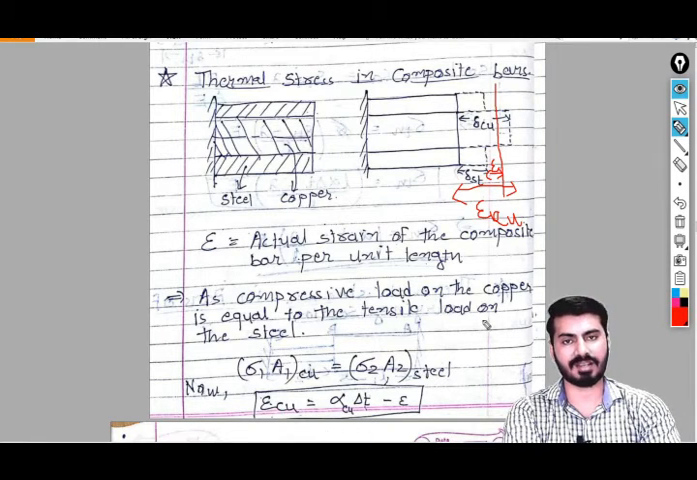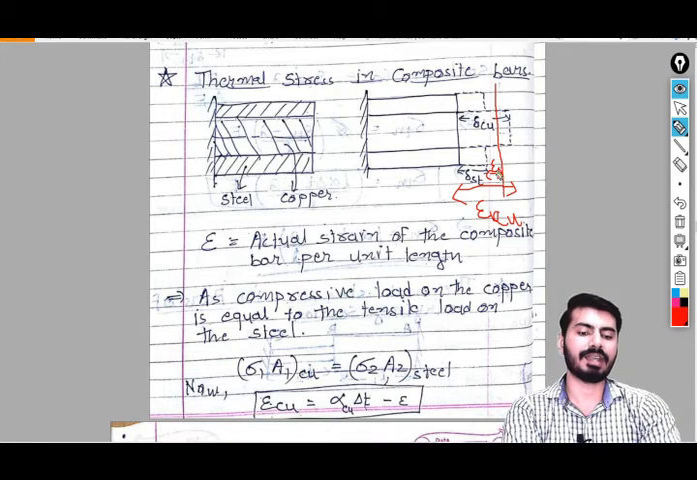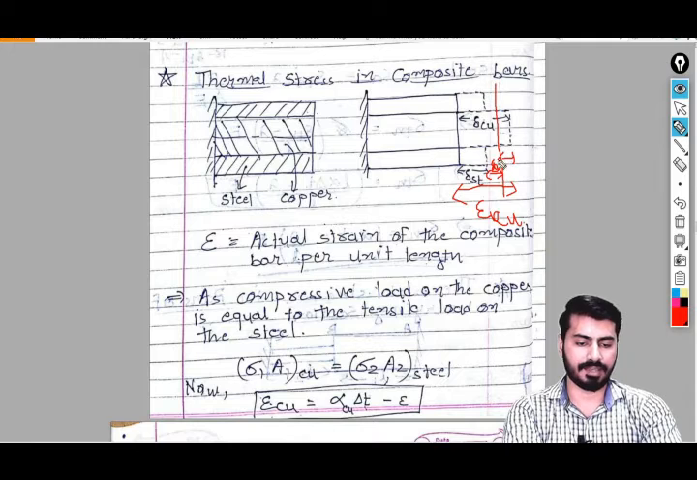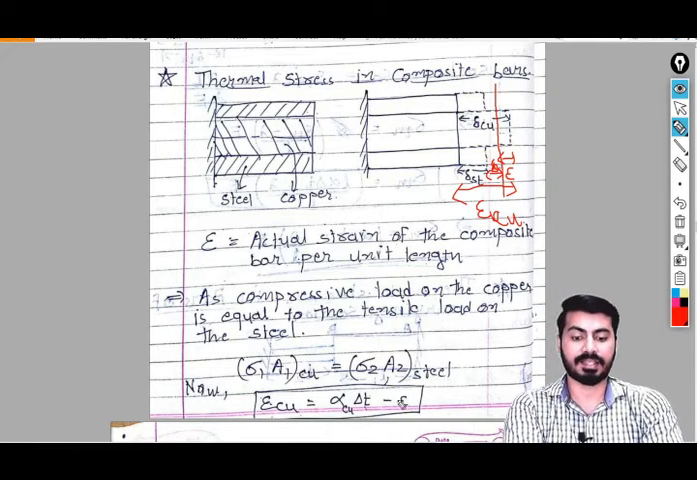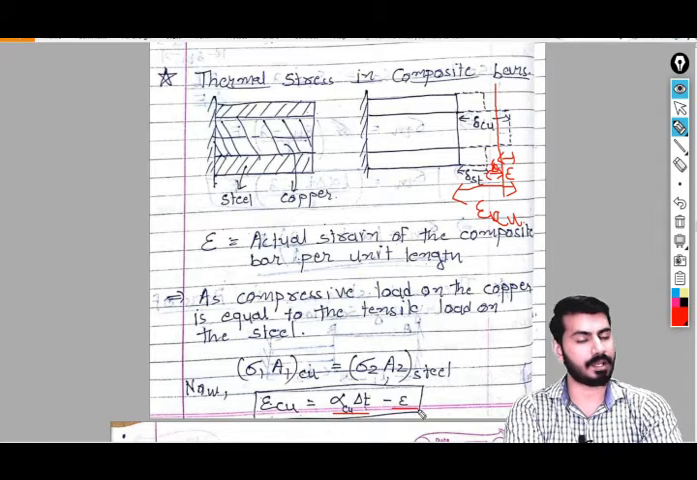If you want to calculate the value of this alpha Cu into delta T, then you can directly relate this much amount of compression, and that compression is represented by the epsilon. So if you want to calculate the final strain which is generating the stress, then you can directly cut out the value from alpha Cu delta T minus epsilon.